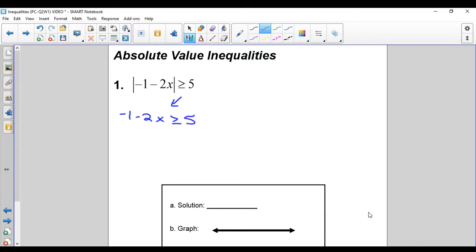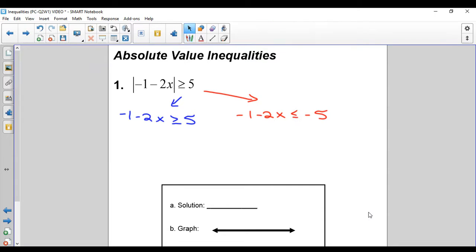The second inequality, left side is still going to be the same. Right side is still going to become negative, but the symbol needs to flip with it. That's going to be the big thing to remember: you flip the sign, you flip the symbol. Then once you have the two separate inequalities, go ahead and solve each one individually.